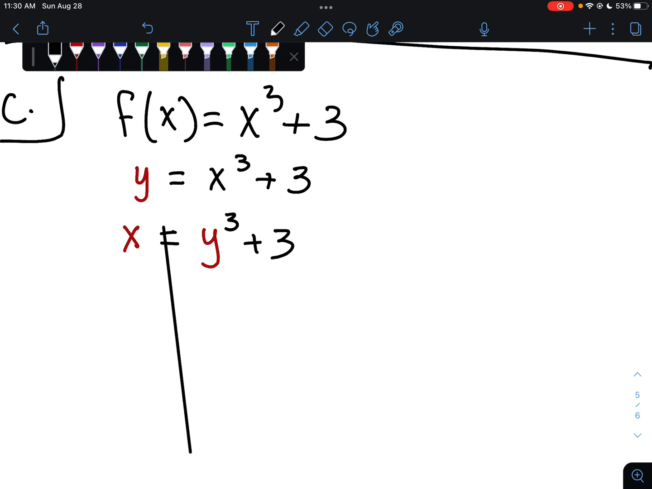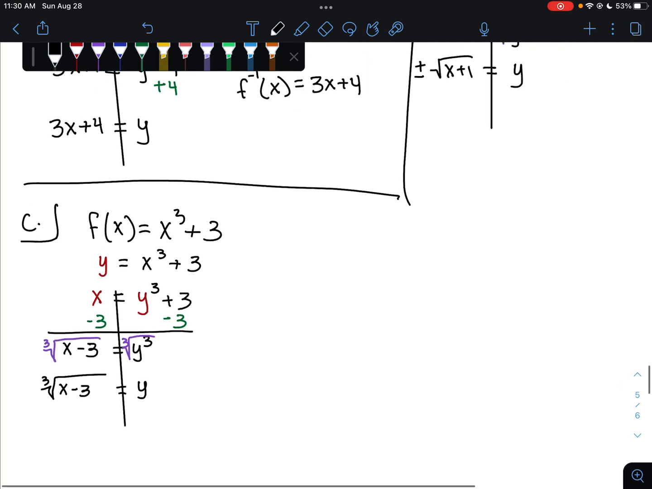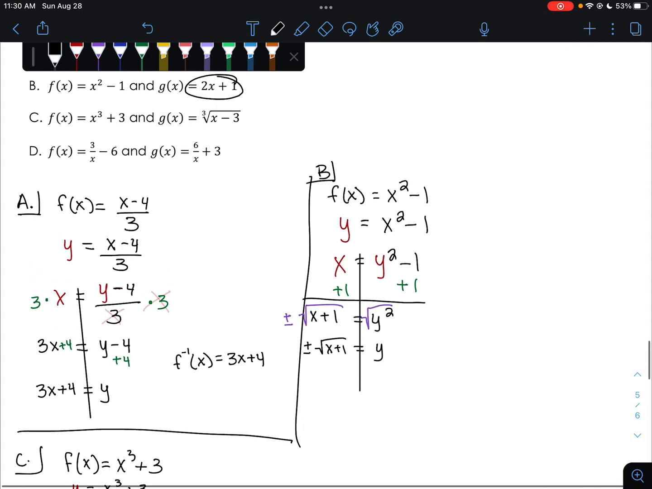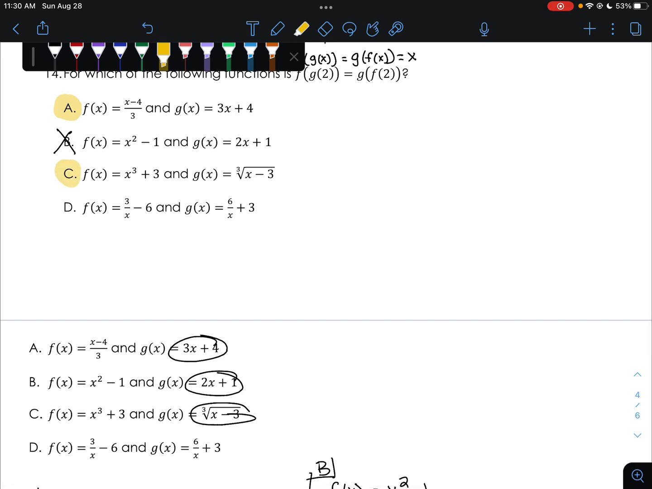Now I solve for y again. So I start by subtracting 3 from both sides. That gives me x minus 3 equals y cubed. Then to undo something that is cubed, I take the cube root, which is a little 3 on the index. And that gives me the cube root of x minus 3, and that equals y. If I look at my answer choices, that is what it has right there. So therefore, C would be an answer.